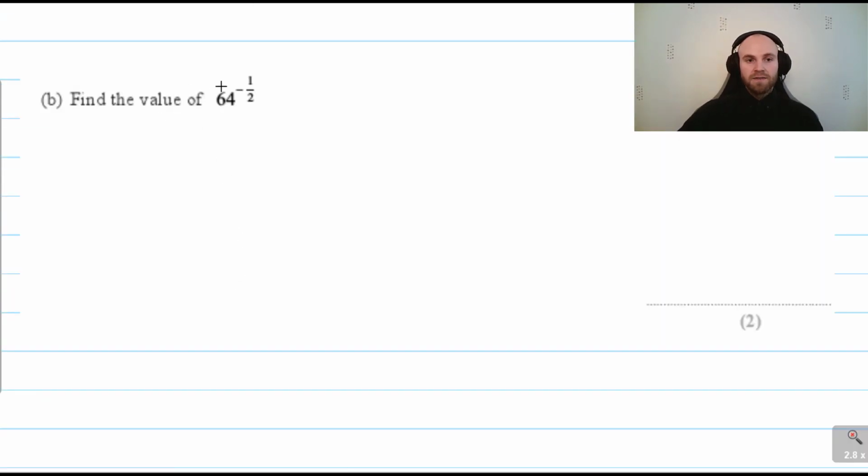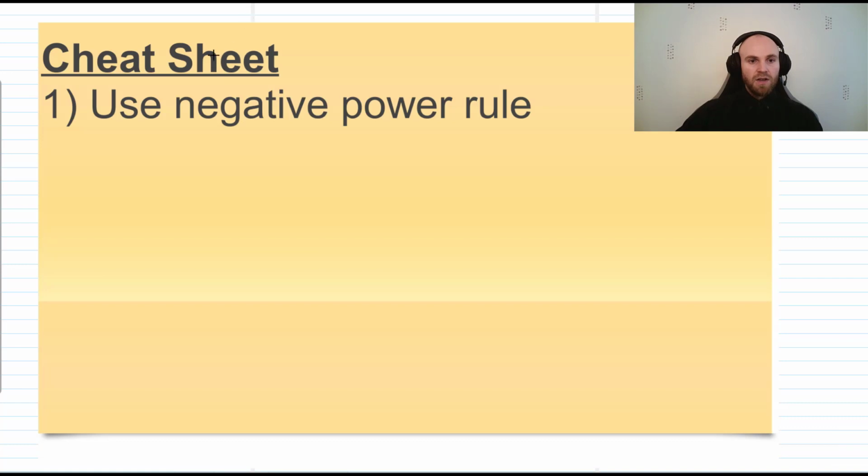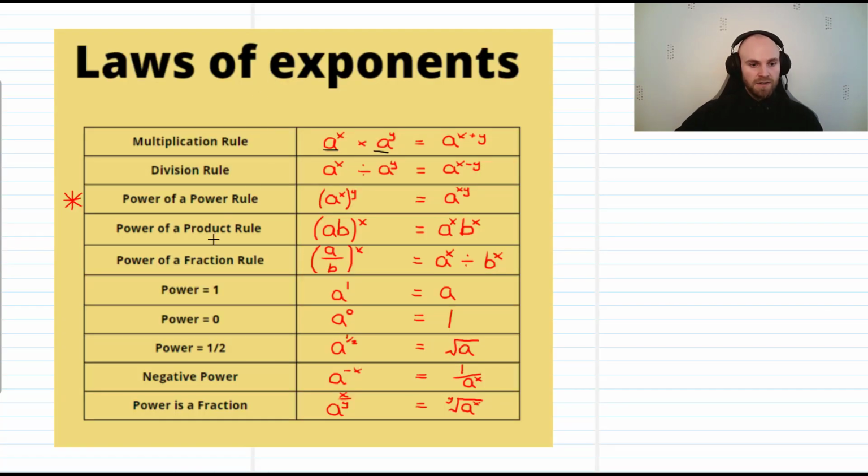So part B, find the value of 64 to the power of minus a half. Okay, so with this one we're going to use the negative power rule. I'm just going to quickly go back to that one. So the negative power, if we have a to the power of minus x, that is the equivalent of 1 over a to the power of x, where x becomes positive.